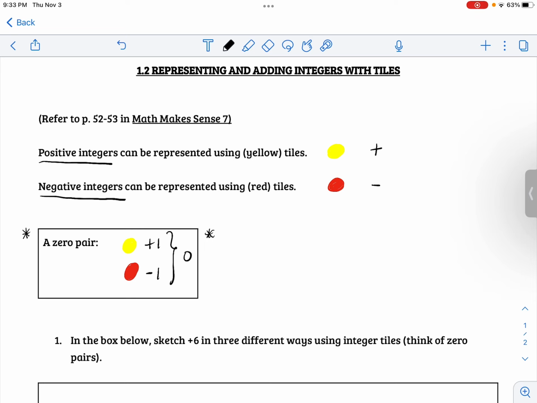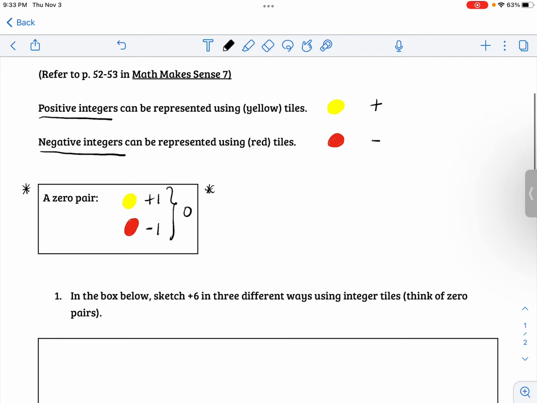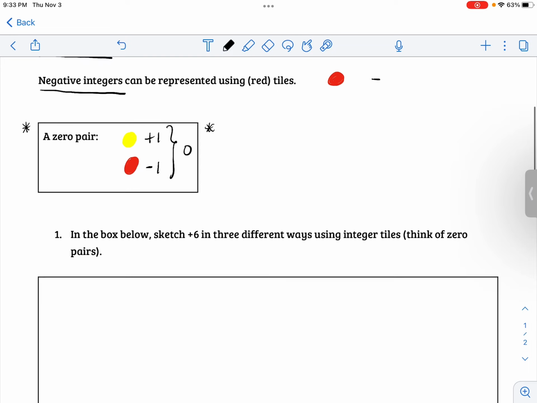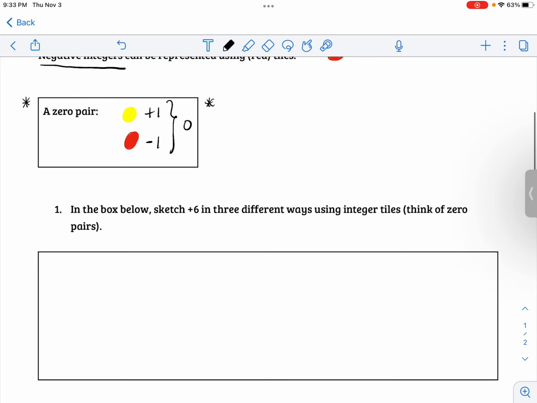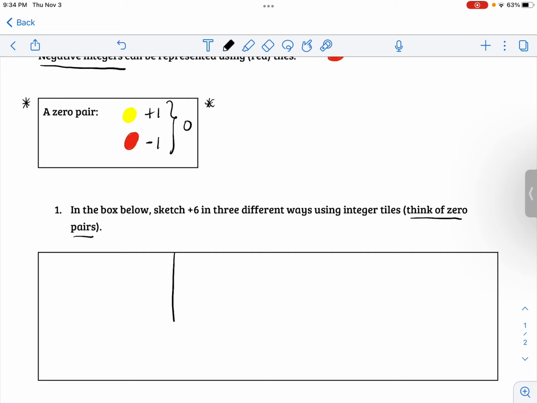So before we get into the equations, let's just orient ourselves and make sure we understand different ways we can represent integers. If you see here in the box below, it says sketch +6 in 3 different ways using integer tiles. And the hint is to think of zero pairs. But let's do this first example together. So I'm going to divide the box into 3, and you can do the same thing on your page as well. Divide the box into 3 different sections.